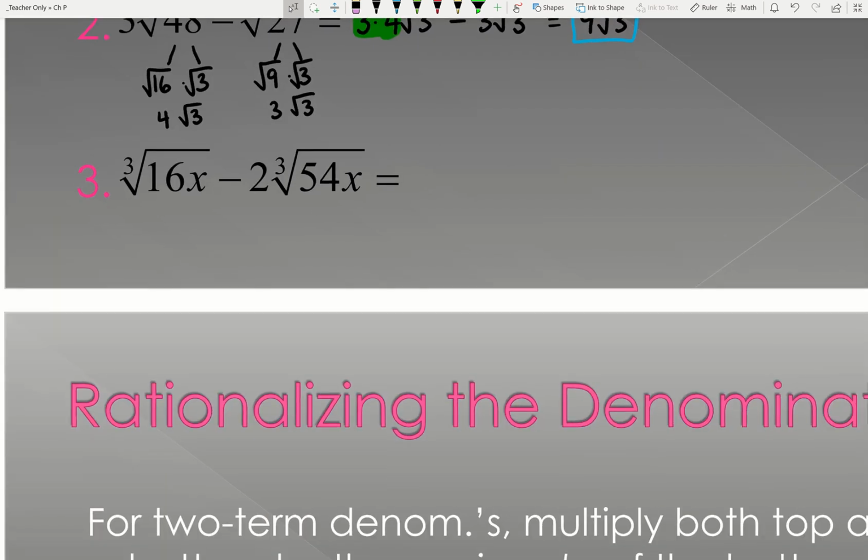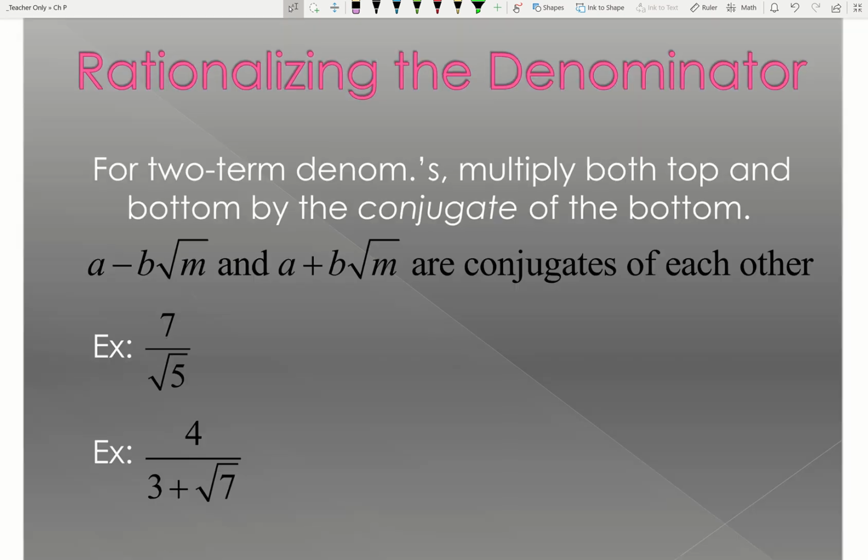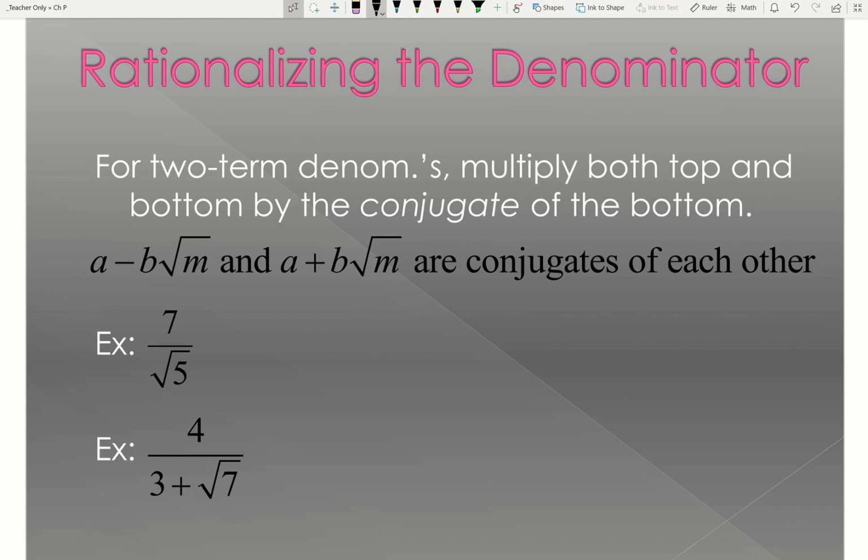It would be just more of the same, breaking it up in terms of perfect cubes, doing your perfect square part, your leftover part. I know that this video is getting very lengthy, so I just want to move on, okay? Here in the next example, it says rationalizing the denominator. It says here for two term denominators, multiply the top and the bottom by the conjugate of the bottom.